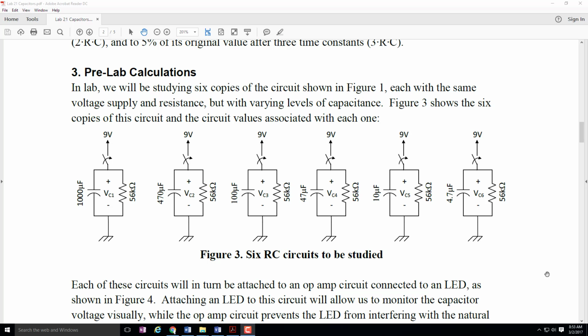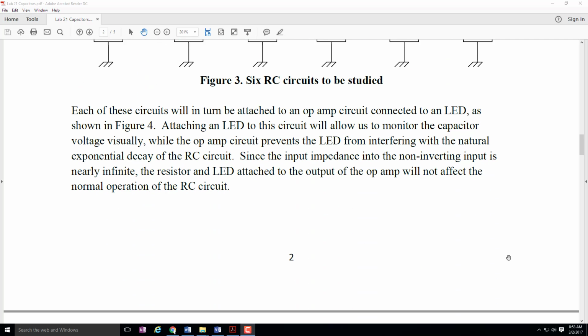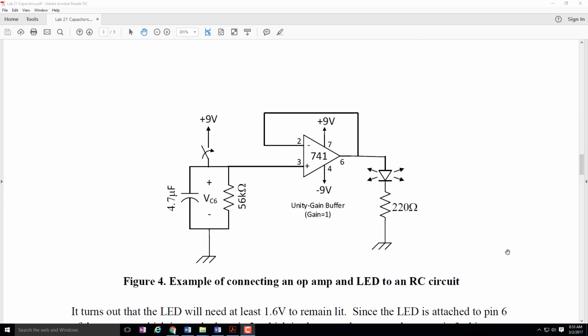So there are a couple of ways that we could observe this. We could put it onto a multimeter, and we could observe the voltage decay by a multimeter. We could put it onto the oscilloscope and watch it decay, and you'll probably do that next year. But for this year, I wanted to do something a little bit more fun. So what I'm doing is I'm taking each of these circuits, and one at a time, you're going to attach it to an op amp.